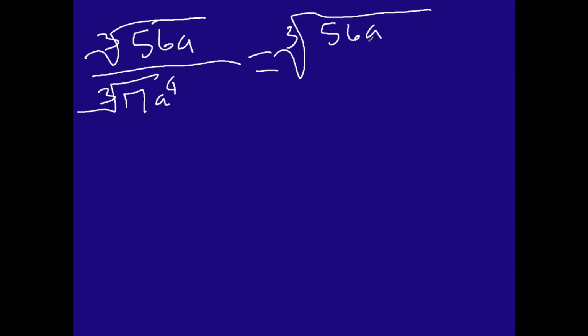Here's another one, slightly different. We're looking at the cube root now. The cube root of 56a over the cube root of 7a to the fourth power. Now, using the quotient property, we've talked about this. I get my giant radical sign, cube root here, and I have 56a over 7a to the 4th power.